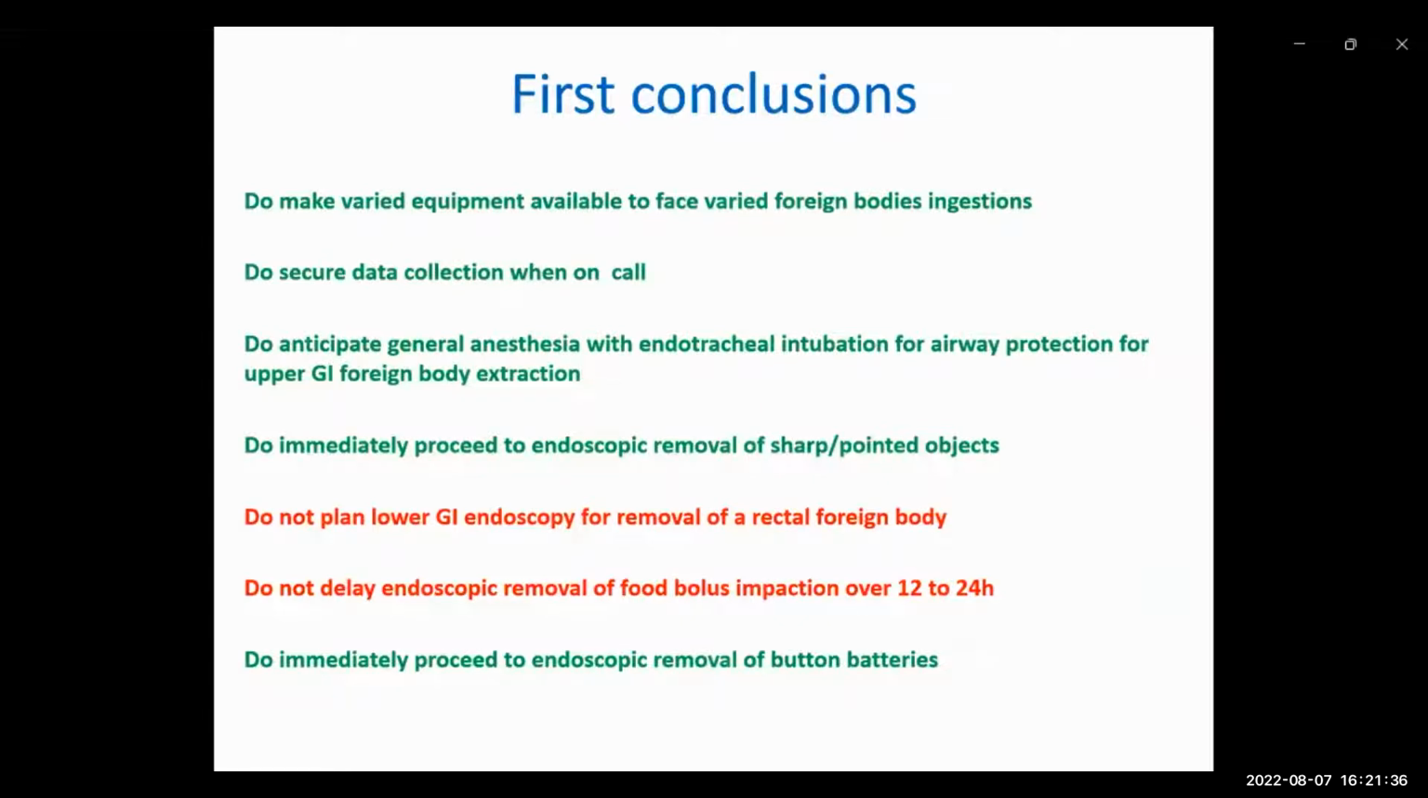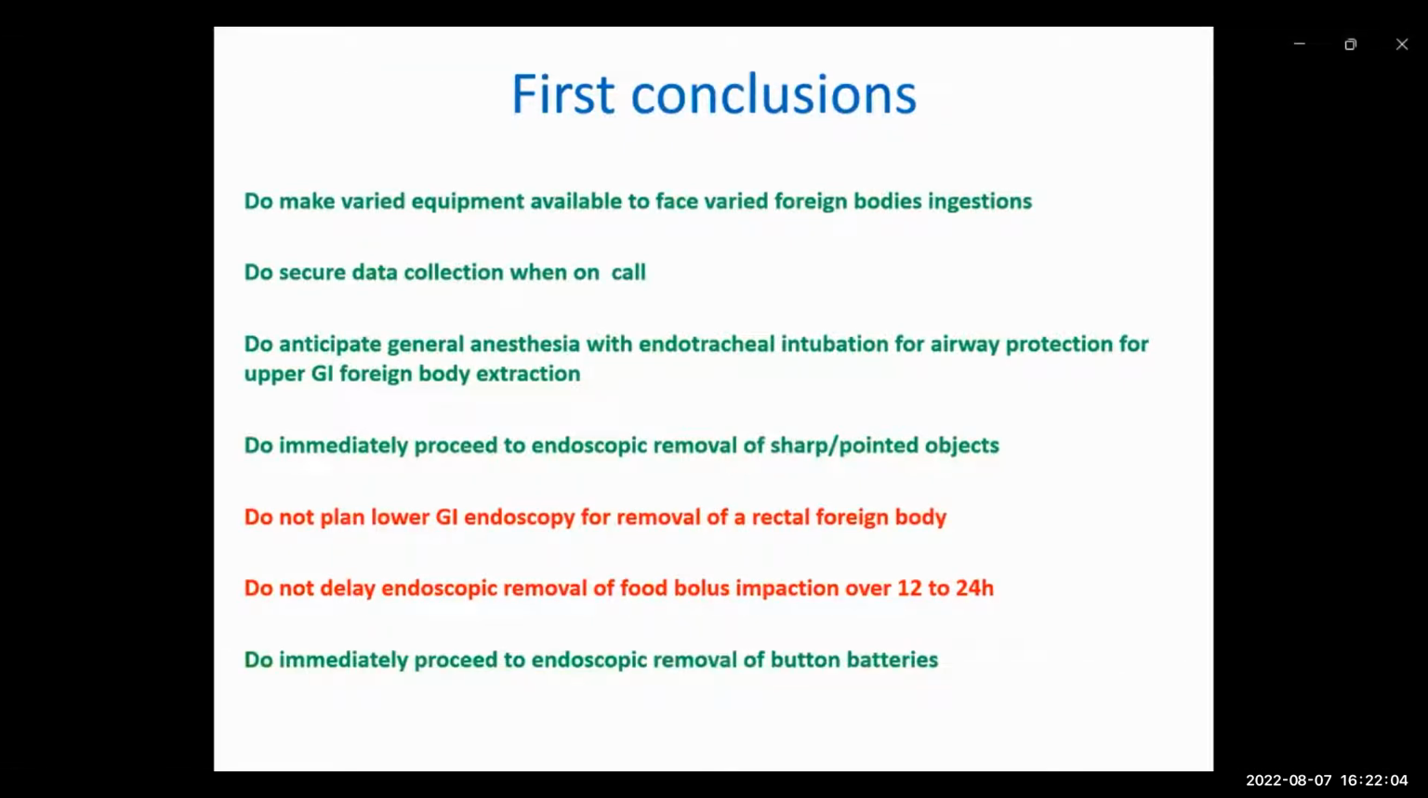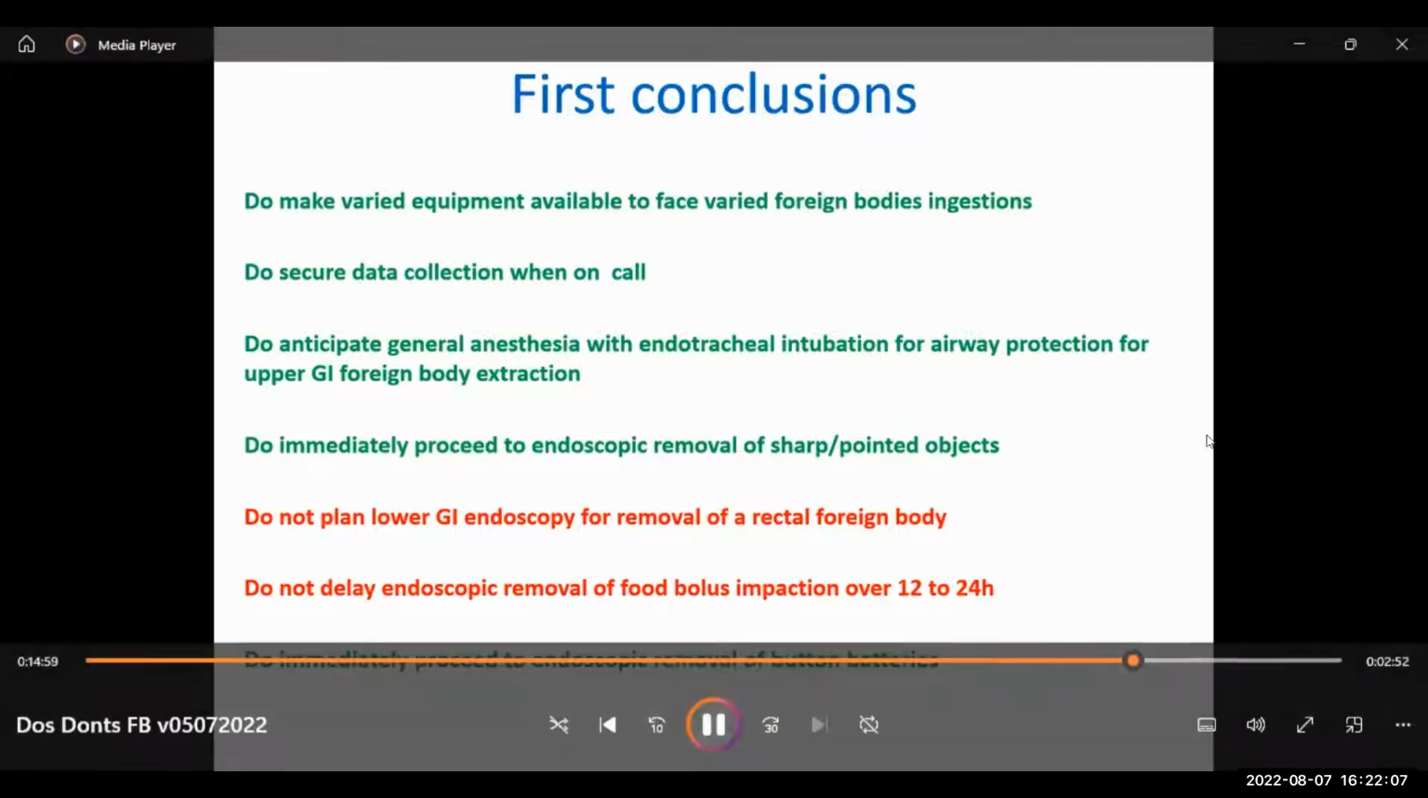First conclusions. Do make varied equipment available to face varied foreign body ingestions. Do secure data collection when on call. Do anticipate general anesthesia with endotracheal intubation for airway protection, for upper GI foreign body extraction. Do immediately proceed to endoscopic removal of sharp or pointed objects. Do not plan lower endoscopic removal of a rectal foreign body. Do not delay endoscopic removal of food bolus impactions.